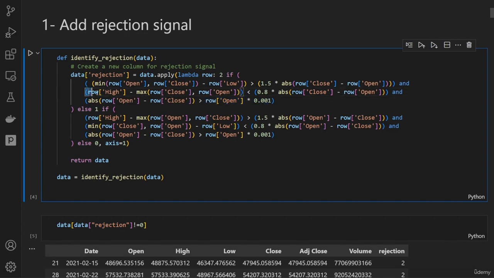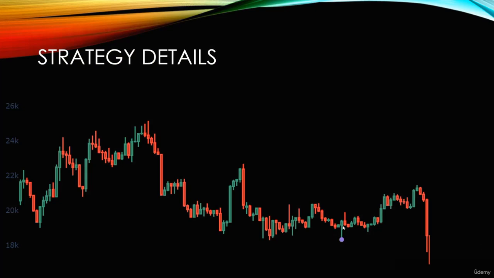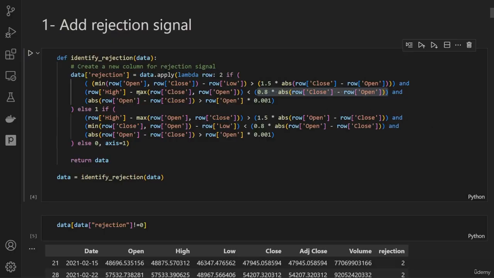And we have another one: the upper tail of the candle should be below 0.8 times the body of the candle. Again, if we take the same example of this rejection candle, notice that the lower tail is very long, we have a body, but then the upper tail is showing no sign, it's very short. And this is what we're looking for. This is why we need the upper tail to be less than 0.8 times the absolute value of the close minus the open price, which is the body of the candle.